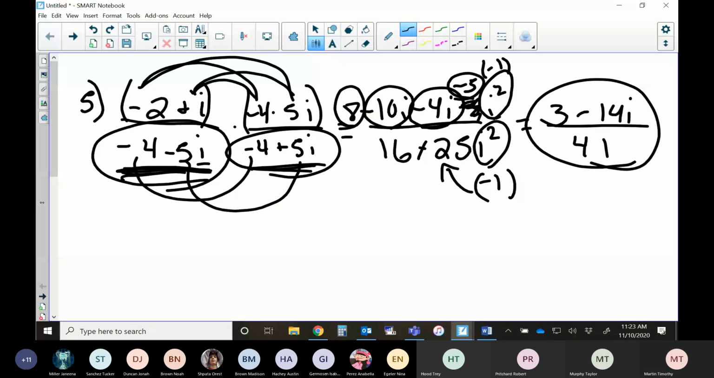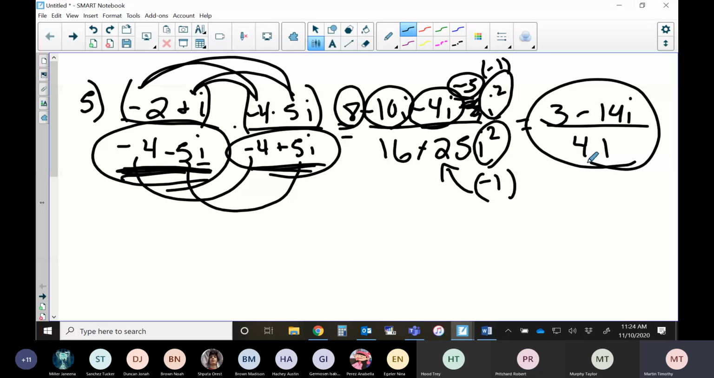Does that make sense? It's a little lengthy, but it makes sense. I follow. Yes, it is definitely something that's a little bit of pain in the butt.